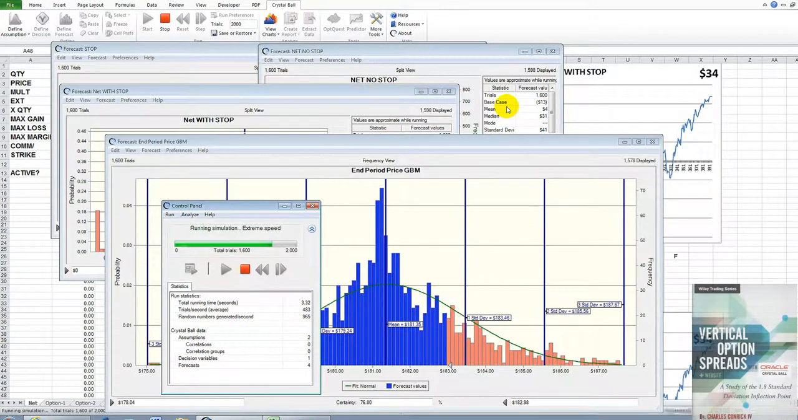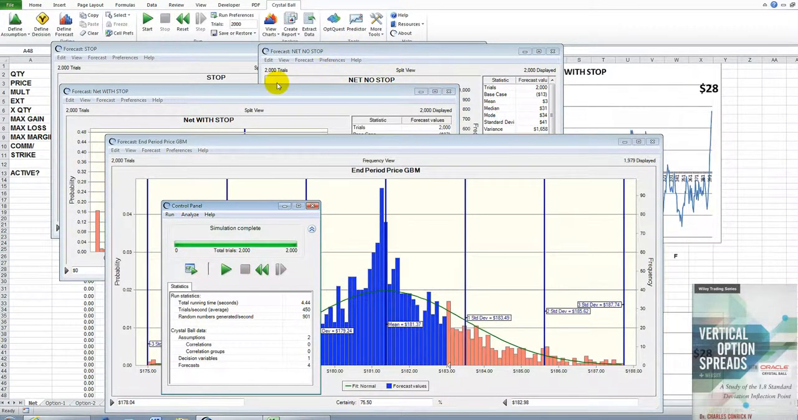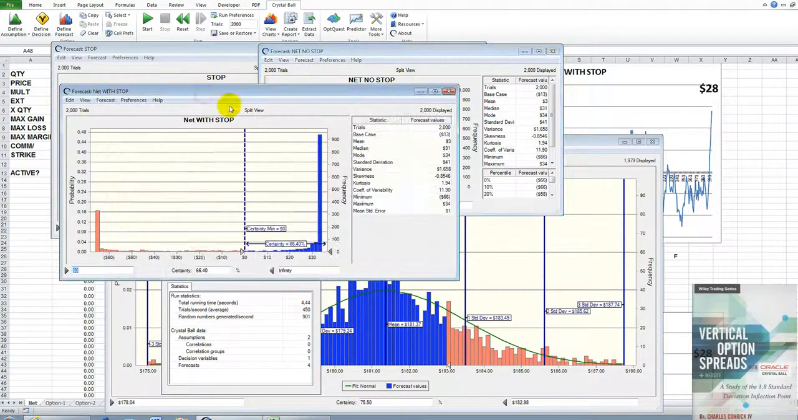2,000 iterations of the bull call spread. And I want to look at the net with stop sheet. 67% chance of gain, 67% chance of breaking even. This high spike at the end here shows us it's about 16% chance of losing the maximum amount. Mean gain of about $3 positive. So over the long term, you would expect that you'd get $3 out of this trade, with a maximum, of course, of, I think it was $33. Yeah, $34 was the maximum we could get on this trade.